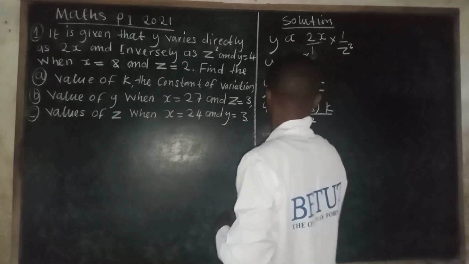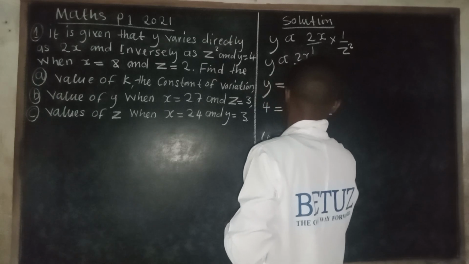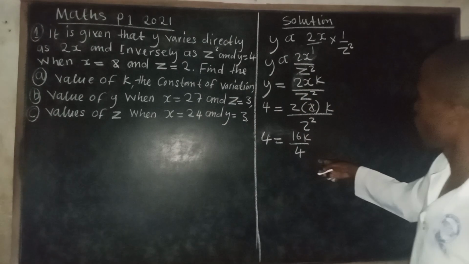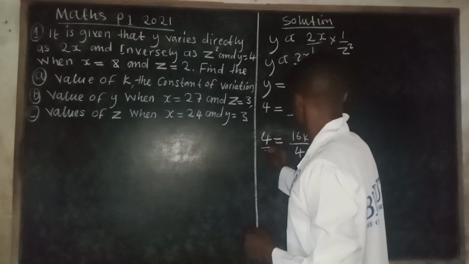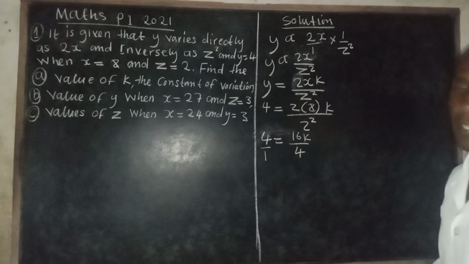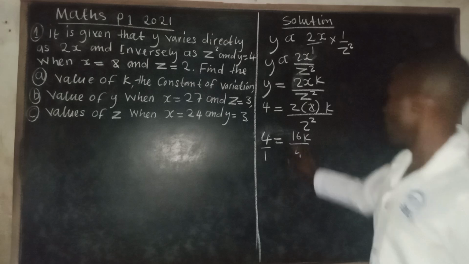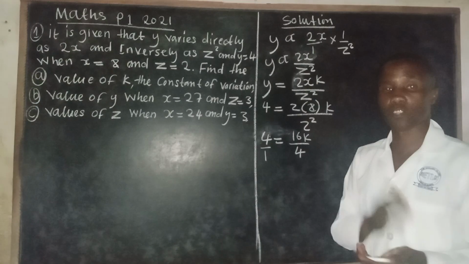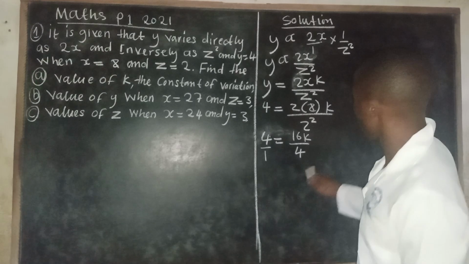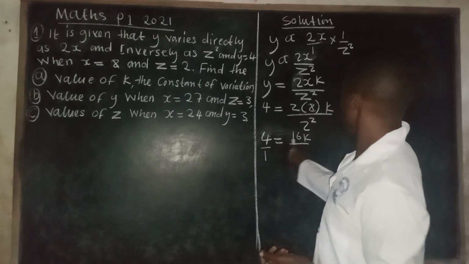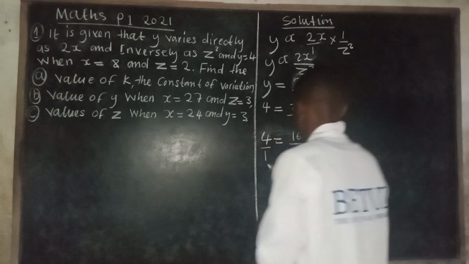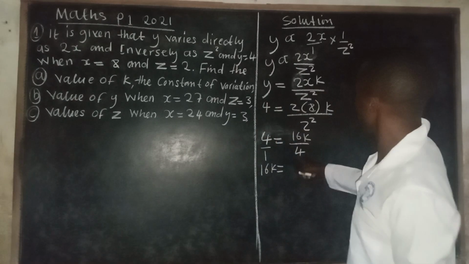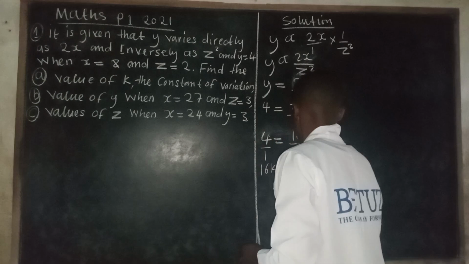We are going to say 4 is equal to 16k over 4. Then from there, we are going to evaluate so that we can find the value of k. Remember, here we have got an equal sign, so what we do is we cross multiply there. We are going to say 16k times 1, we are going to have 16k equals, then 4 times 4 is 16.